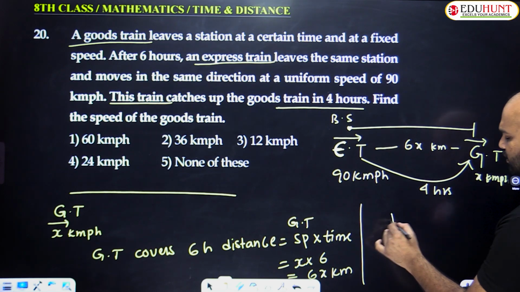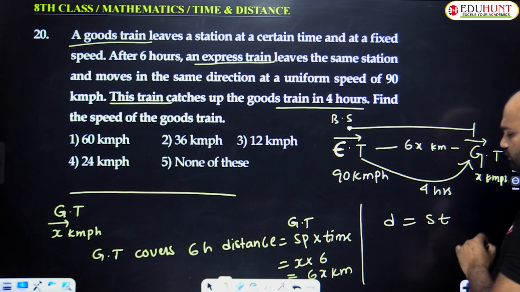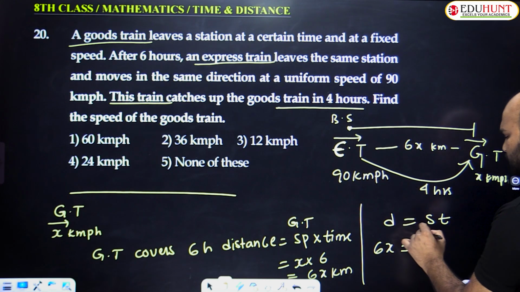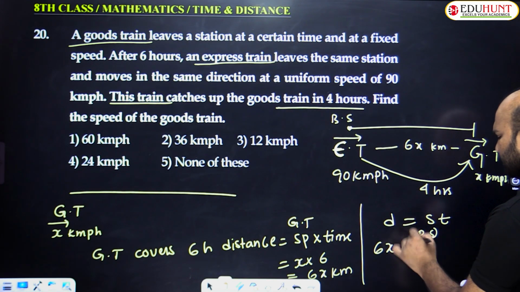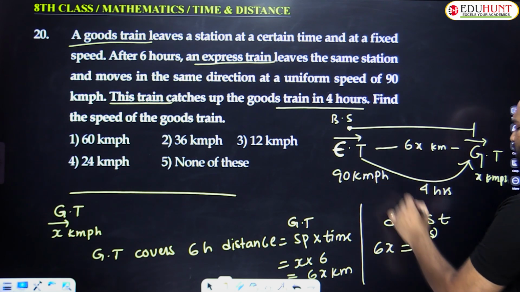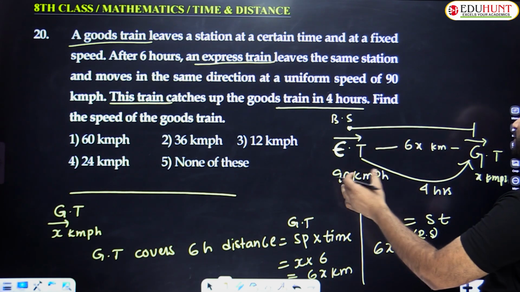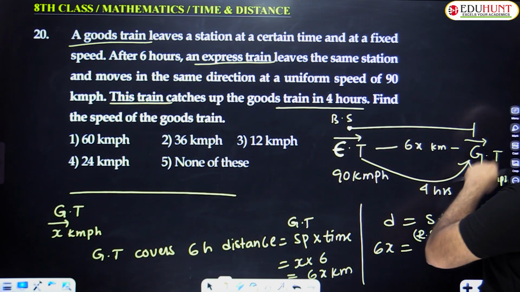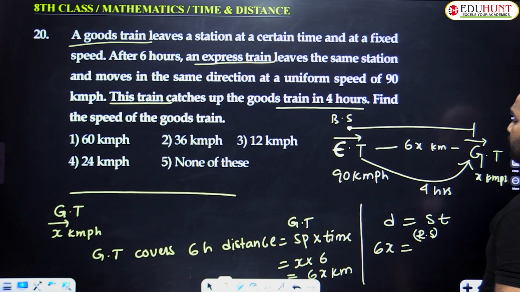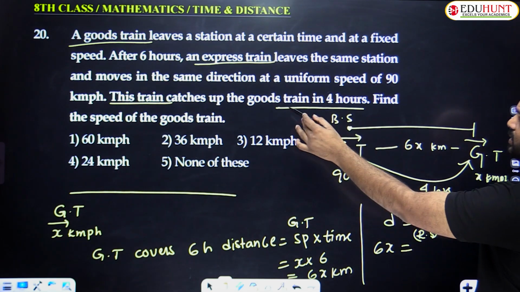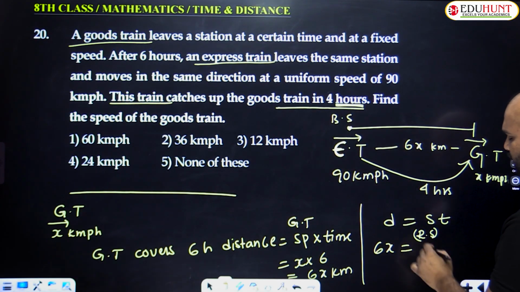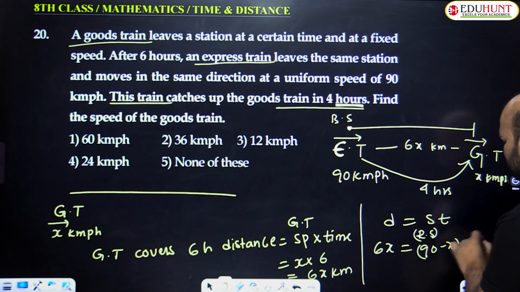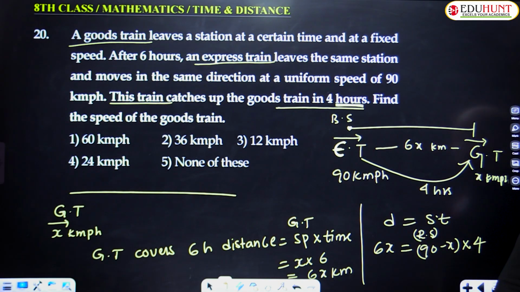So distance equals speed into time. Here the distance is 6x, and the speed is the relative speed. Because the two trains are moving in the same direction, the relative speed is the difference of their speeds. The express train's speed is more than the goods train's, because it crosses the goods train in 4 hours. So 90 minus x is the relative speed, and the time is 4 hours.